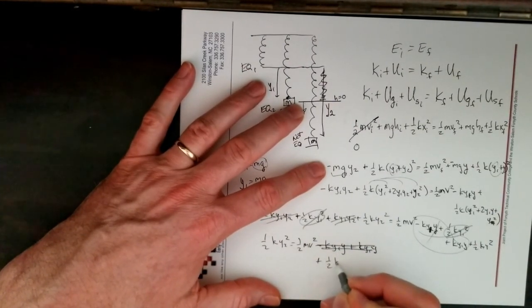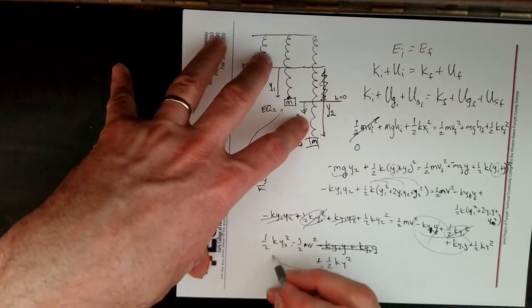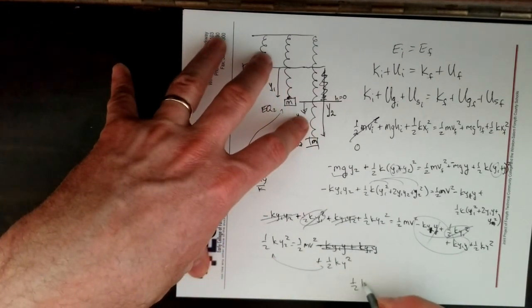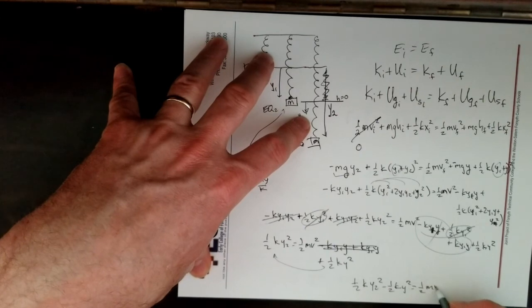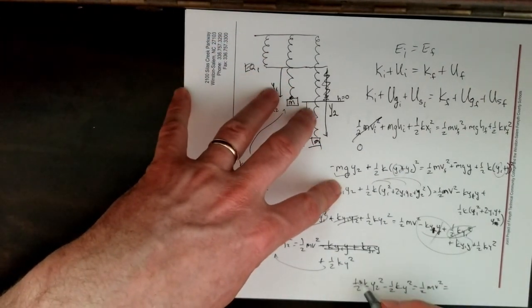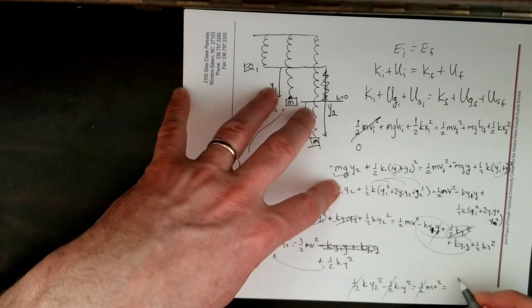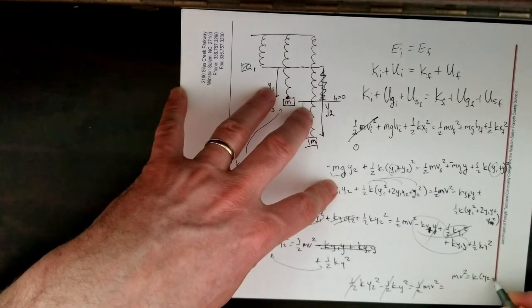Plus 1/2 KY squared. Since I'm solving for speed here, I'm bringing this over to the other side, so I have 1/2 KY2 squared minus 1/2 KY squared equals 1/2 MV squared. And we can simplify that. The 1/2s can all cancel out. And so I have MV squared is equal to K times Y2 squared minus Y squared.